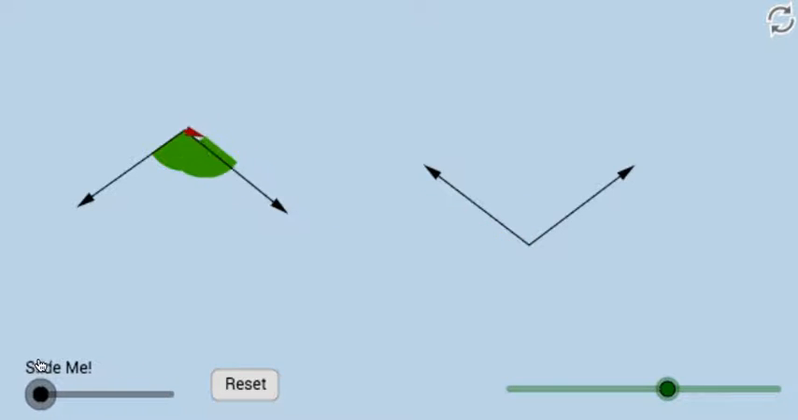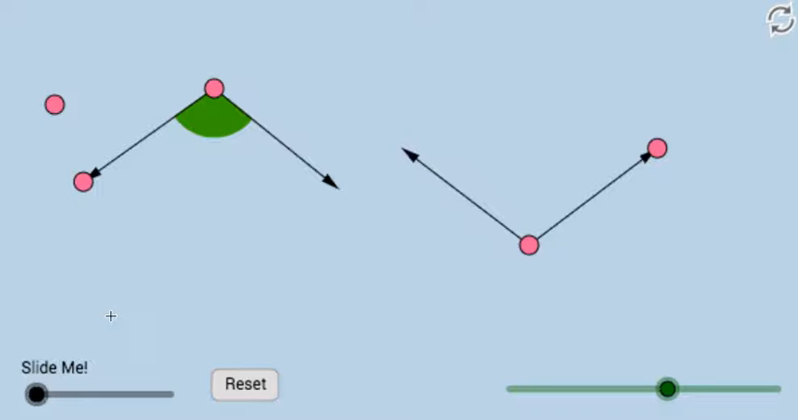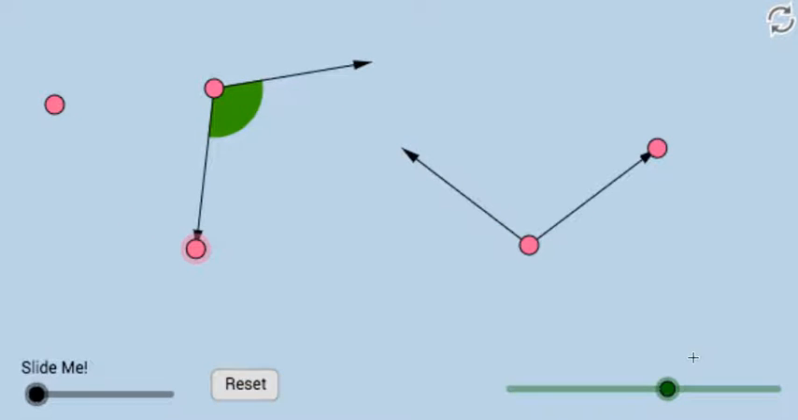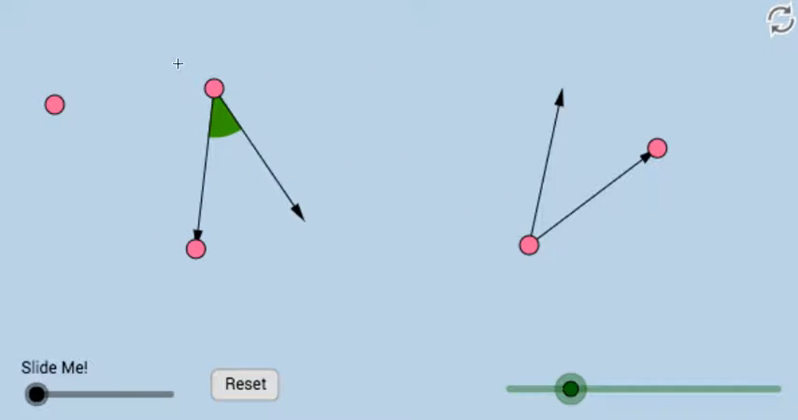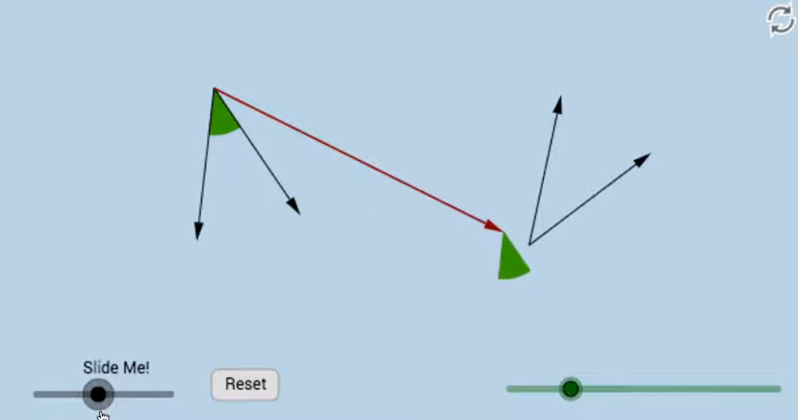Well, let's just try this again for a second. Maybe I'll move this a little bit, and let's make this angle acute, and do whatever. So there we go, and we'll slide the slider one more time. Notice we have a translation by a vector and a rotation about a point.